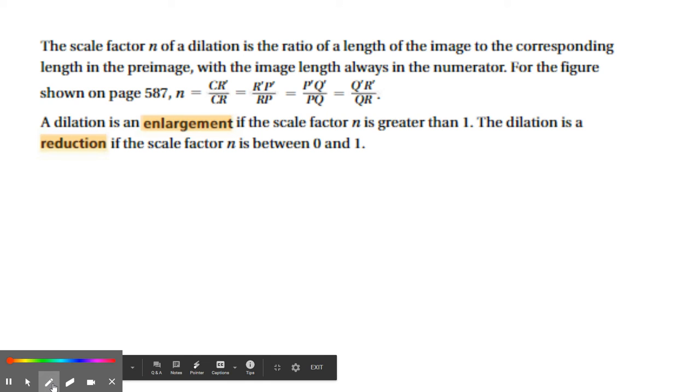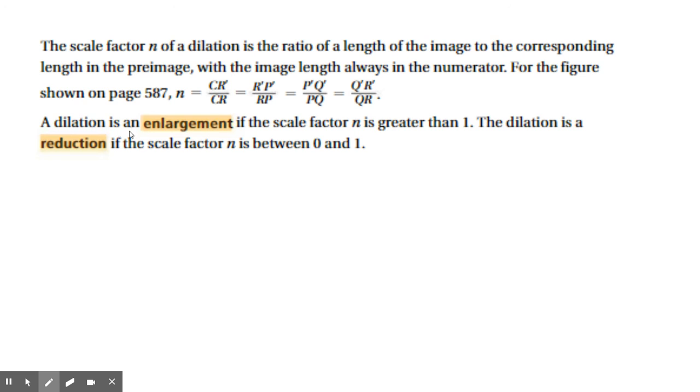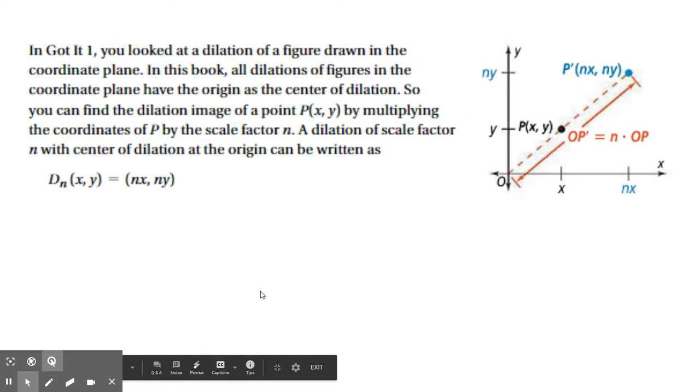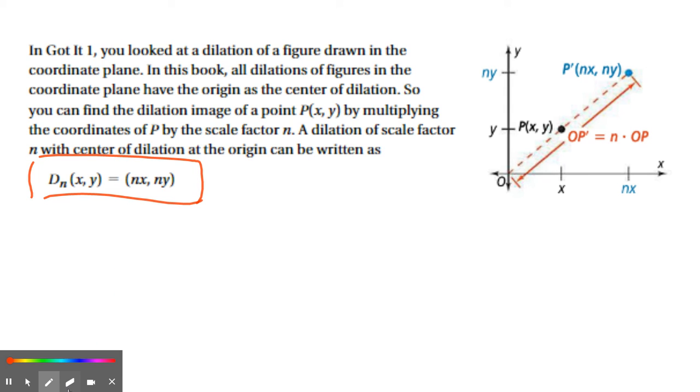All right. And again, here's the picture that I just talked to you about, where you could just use the corresponding side lengths. And again, an enlargement when your scale factor is greater than 1, a reduction when your scale factor is between 0 and 1, less than 1, but a positive number. Okay. So again, a dilation is not a rigid motion. And again, the rule for a dilation is you simply take the original coordinates and you multiply them by the scale factor.